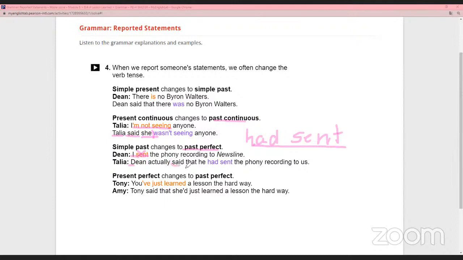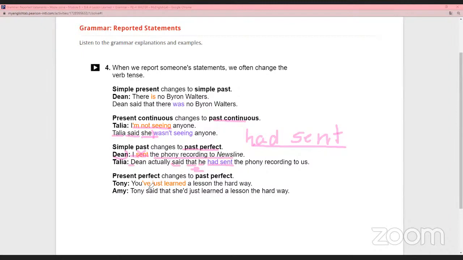Dean actually said, okay, that, right. From this part till the end, I'm gonna copy the sentence as it is. So I'm gonna choose Dean as the subject. Dean actually said that he. If I choose Dean again, it's going to sound redundant. So that's the reason why we opt for using the pronoun. Okay, so instead of saying sent, I'm gonna replace it by had sent, and then I'm gonna copy the rest of the sentence as it is.